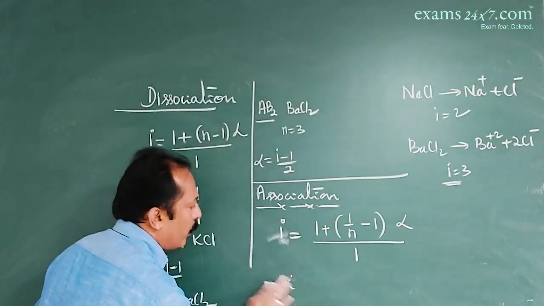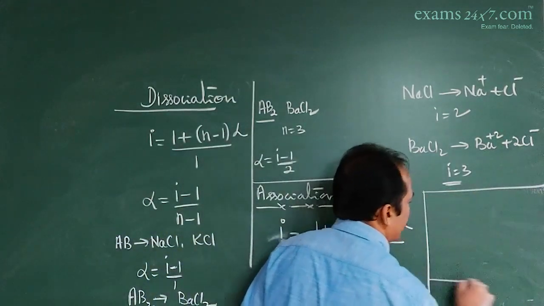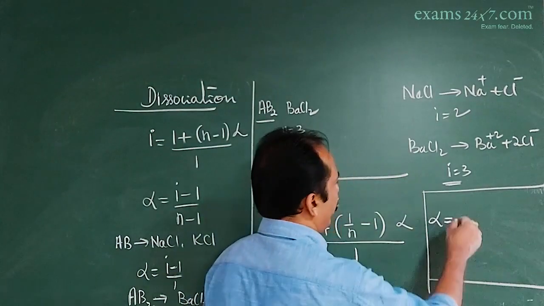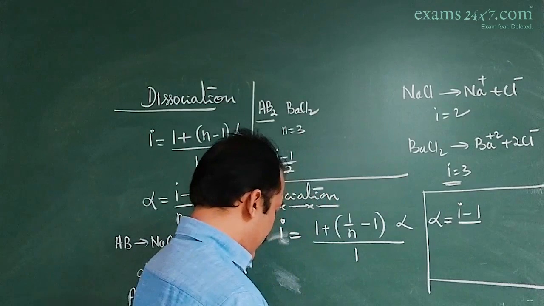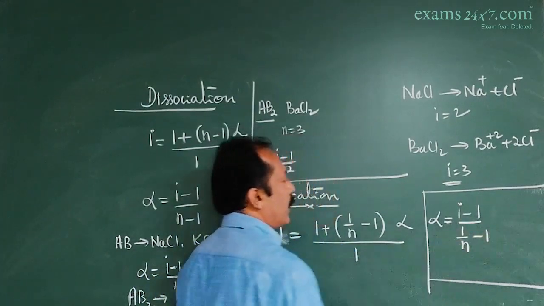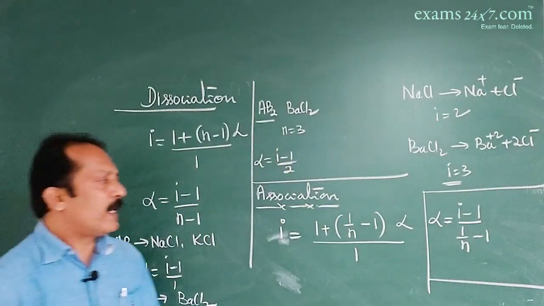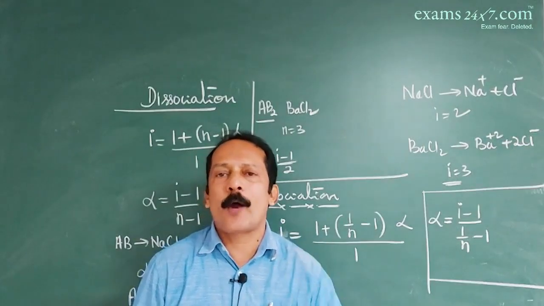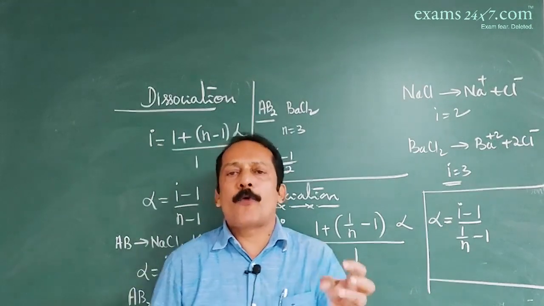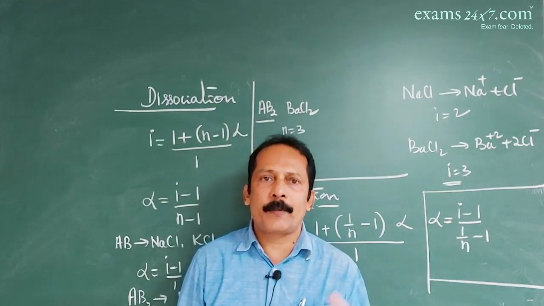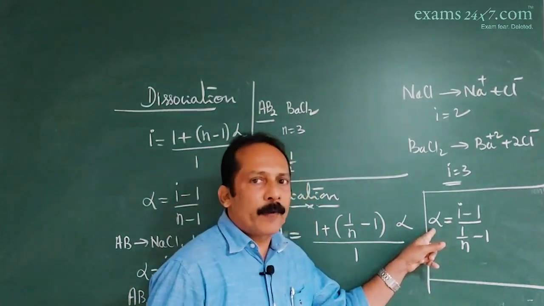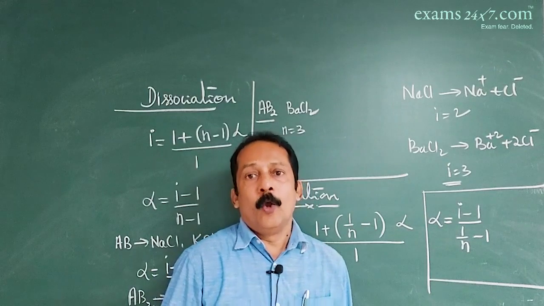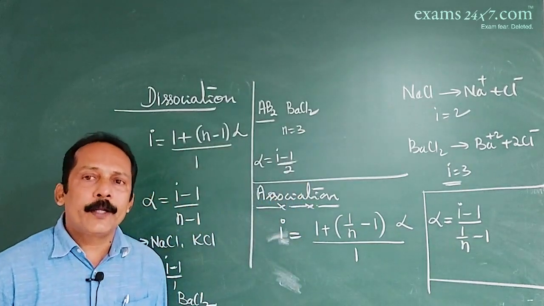Now we'll go for the alpha value for association. So alpha is equal to (i minus 1) divided by (1 by n minus 1). Suppose sodium chloride dissociates 80%, 80 by 100, that is 0.8, so the alpha value is 0.8. Or formic acid undergoes 75% association, 75 divided by 100, that is 0.75, the alpha value. From this we can calculate the van't Hoff factor i. Once you know the van't Hoff factor, then we can go for the colligative property.